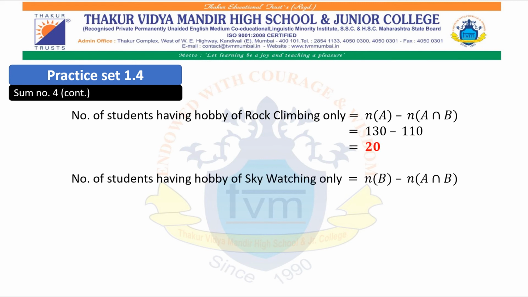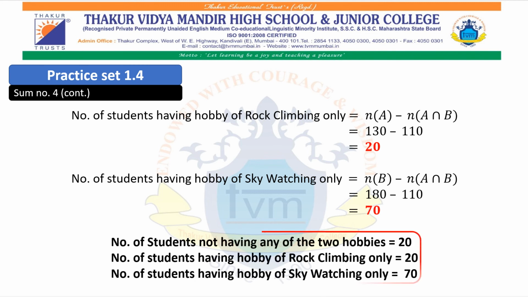And now in the same way we will find the number of students who follow only the hobby of sky watching with the formula n of B minus n of A intersection B. 180 minus 110 gives us 70. Then all three answers we will write and put them in a box. Number of students not having any of the two hobbies equals 20. Number of students having the hobby of rock climbing only equals 20. And number of students having the hobby of only sky watching is 70.